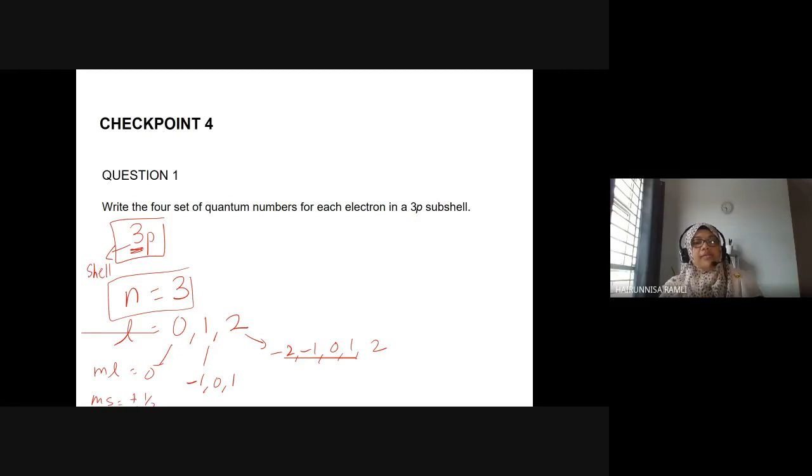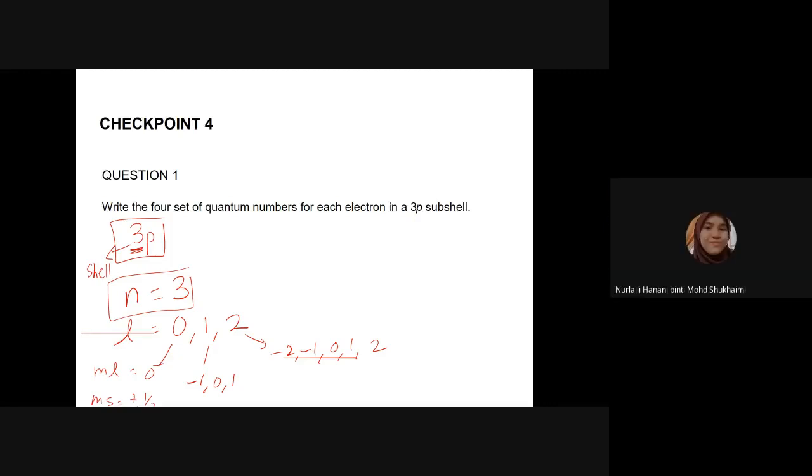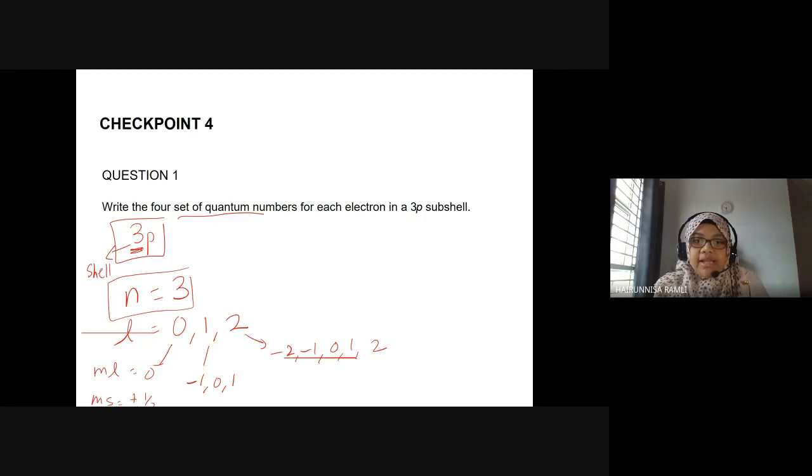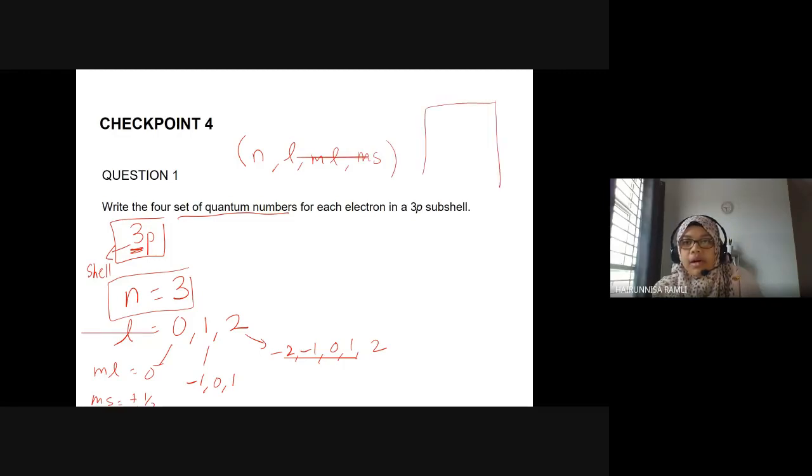Okay, you tak boleh tulis macam ni lah. Kalau you tulis macam ni, kita tak boleh terima jawapan sebab dia nak set. So, set ni biasanya kita akan buat dalam bentuk macam mana? Kita buat kurungan n, l, ml, ms. Kalau you tak nak buat macam ni, you kena buat table. Saya rasa lagi jenuh lah. Maksudnya you kena ada n, l, ml, ms. Dia nak empat kan? Buat empat. Tapi saya lebih prefer macam ni lah. So dalam satu kurungan itu adalah one set.